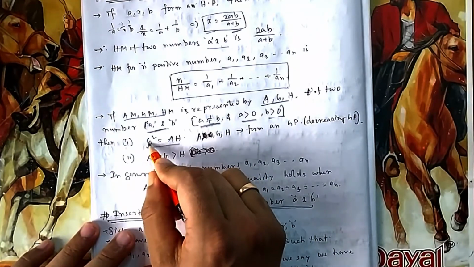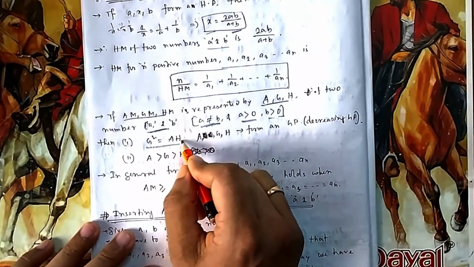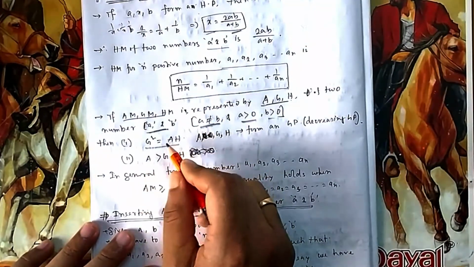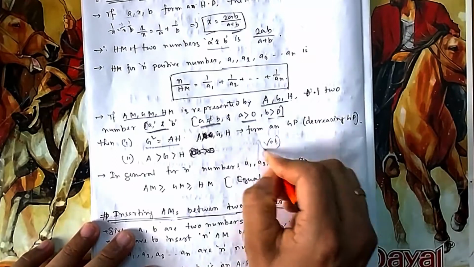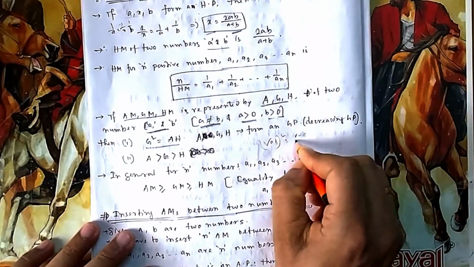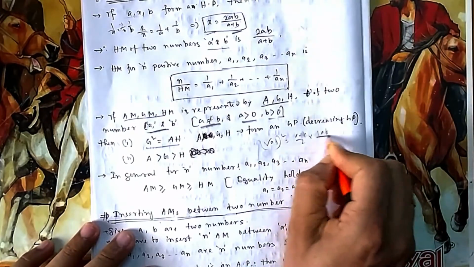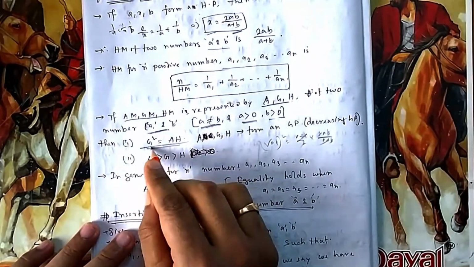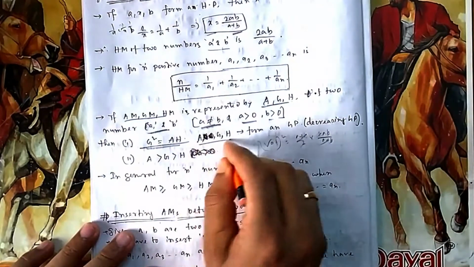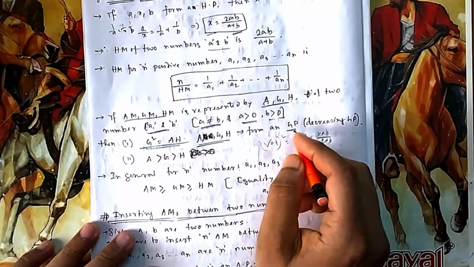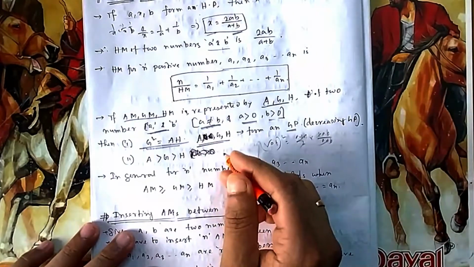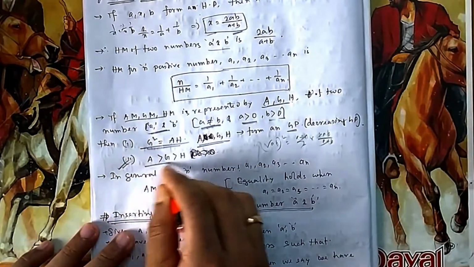What is G? Root ab. Root ab whole squared. What is A? (a plus b) by 2, and H is 2ab by (a plus b), the formula we learned. So root ab whole squared is equal to (a plus b) by 2 multiplied by 2ab by (a plus b). So this cancels, and ab equals ab. So this is proved. That means A, G, H form a GP. But whether it is an increasing GP or decreasing GP, we will see later. So this is the second very important formula.